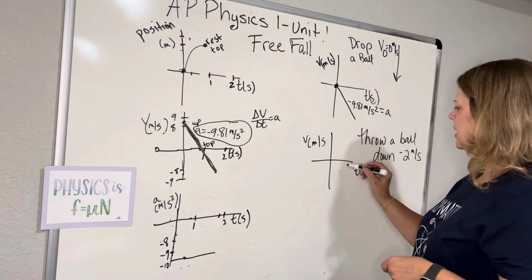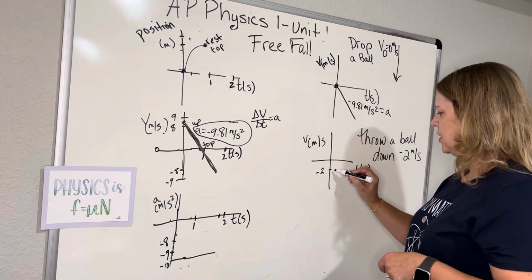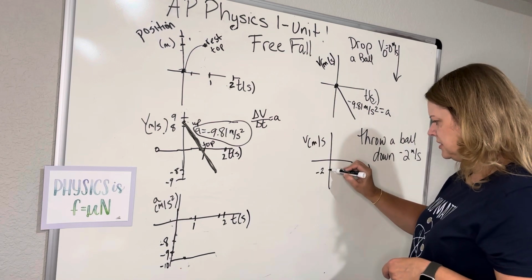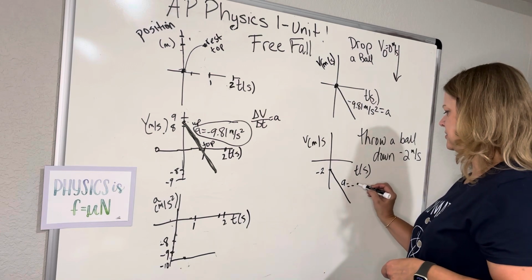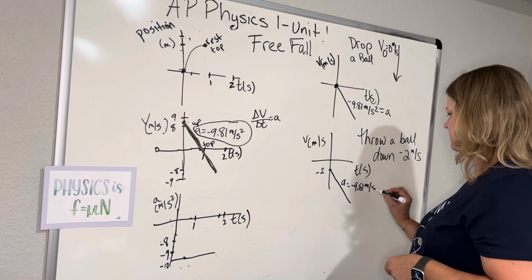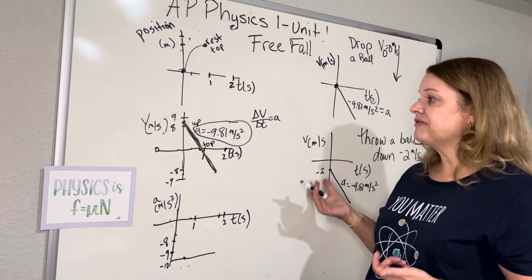changing. All right, so if we throw it down though, let's say we start at negative 2. We throw it down, so it starts at negative 2 and it's the same. It's the same slope because again, acceleration is negative 9.81 meters per second squared. All right, perfect. That is how to graph free fall.